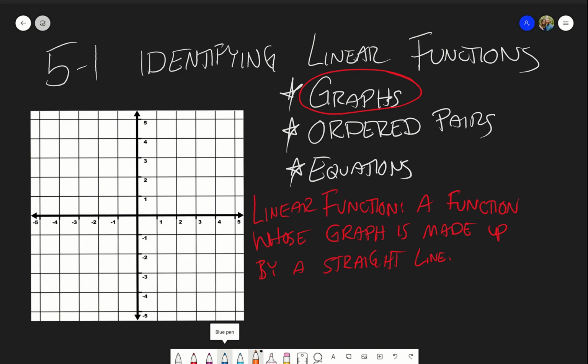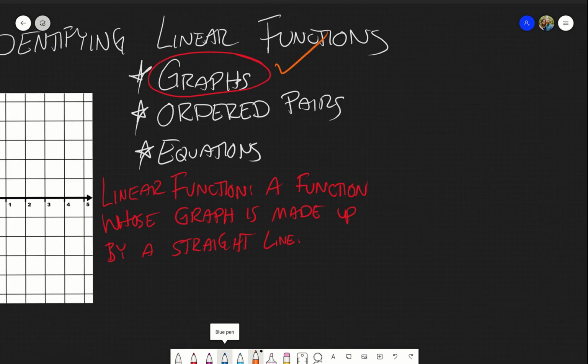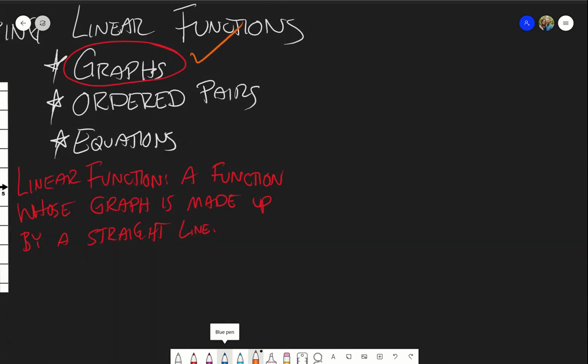All right. Look at that. Already done with graphs. Wow, we are just flying through this. Wish we could talk about linear functions all day long, but I know you probably have more important things to do, and identifying linear functions is maybe not the most important thing.